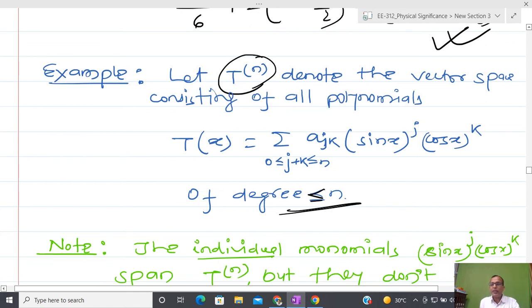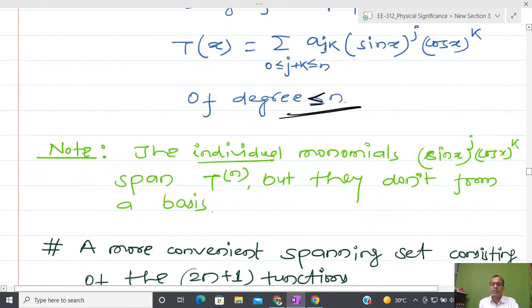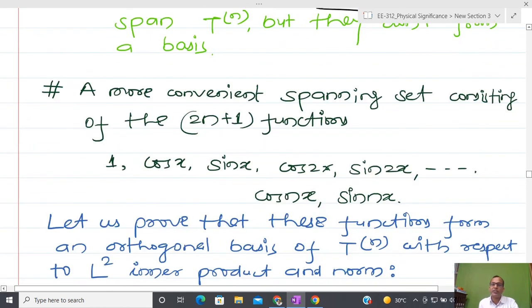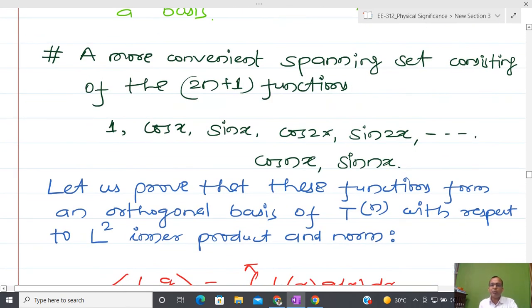Now if you just see the individual monomials, that is not going to form the basis. Due to that reason I have to construct some kind of basis of this space. One of the bases, it is possible to show, is if I construct 1, cos x, sin x, cos 2x, sin 2x, up to cos nx, sin nx, then that is going to form the basis. In order to form the basis, I just have to check the linearly independent elements.